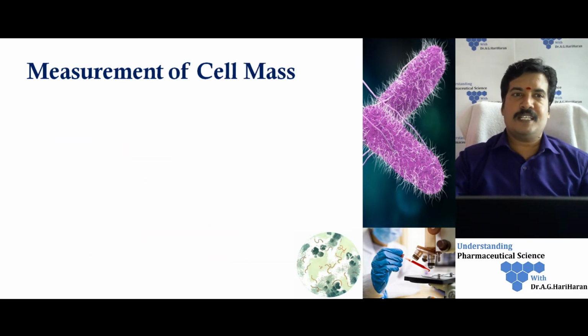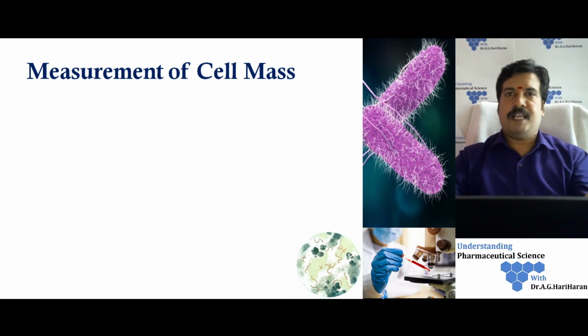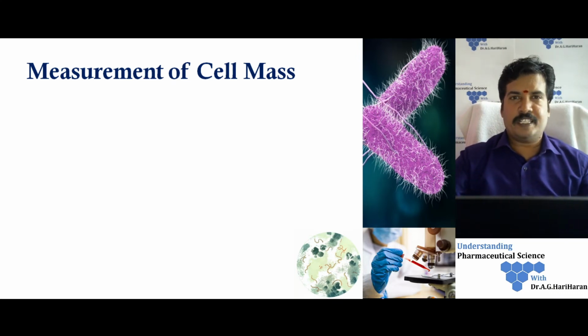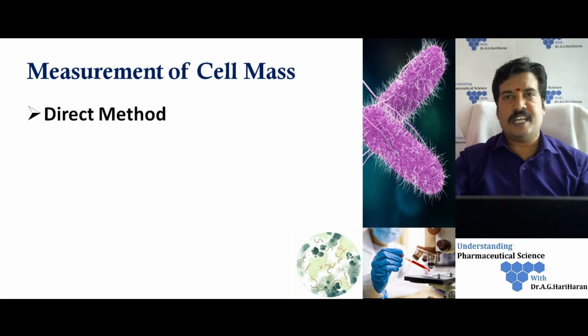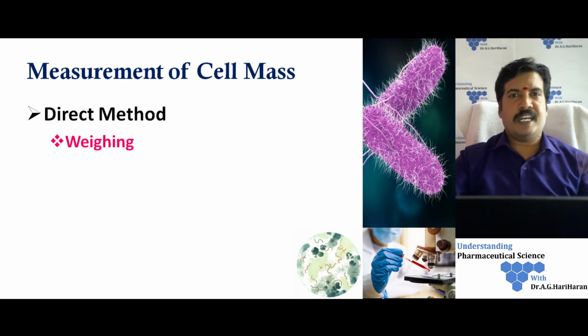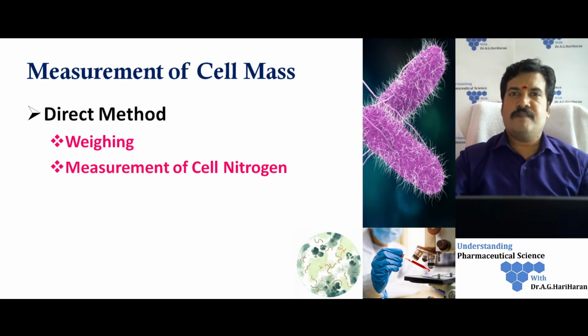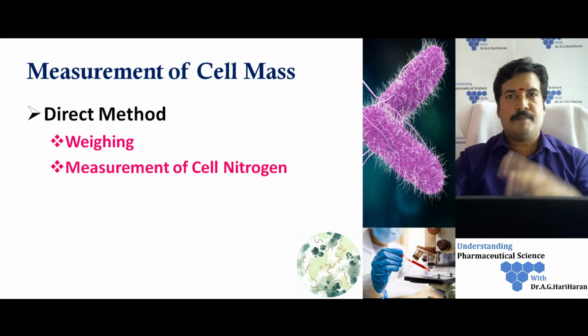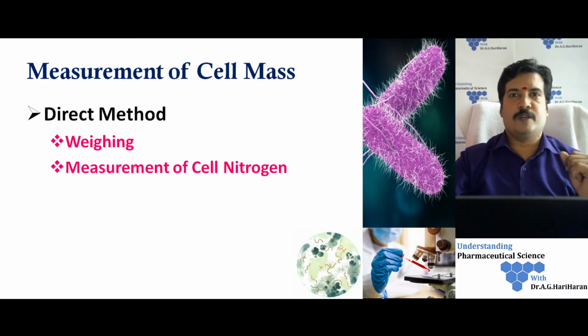The second major method is the measurement of the cell mass. By measuring the cell mass, we can indirectly calculate the number of cells in the population. There are two techniques available in this method, one a direct method and the second an indirect method. In the direct method, we can directly weigh the dry weight of the cell. Second, we can measure the cell nitrogen, thereby calculating the cell mass also.